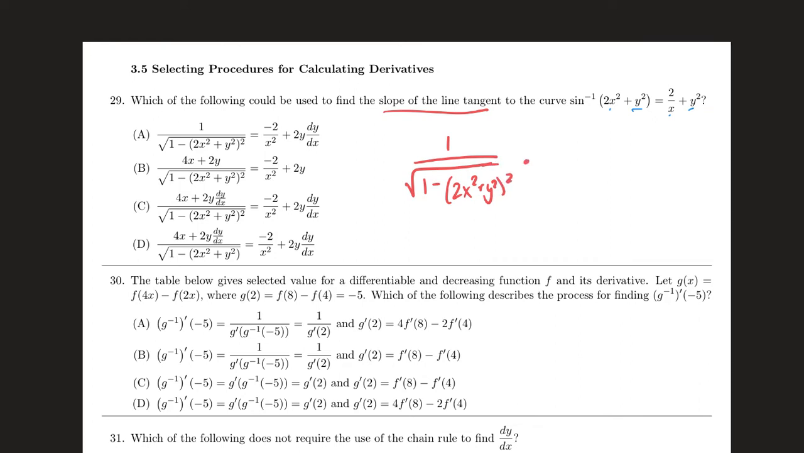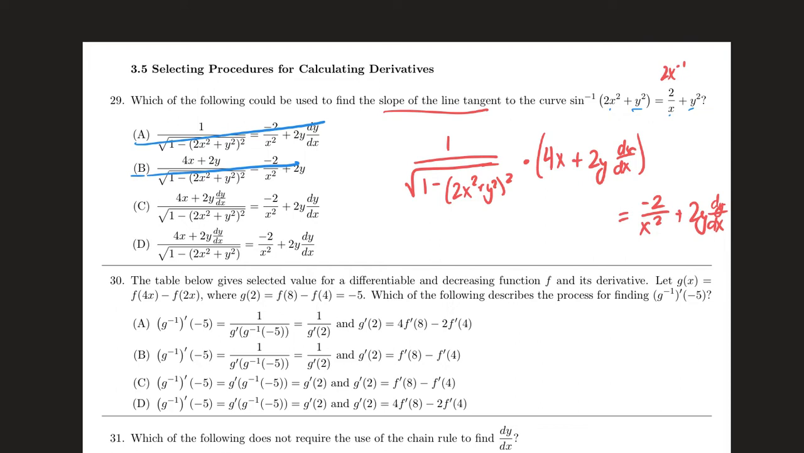But I have to multiply that by the derivative of the inside, which is going to be 4x plus 2y dy/dx, because whenever I take the derivative of y, I get dy/dx. That's equal to the derivative of 2 over x, which is negative 2 over x squared, plus the derivative of y squared, which is 2y dy/dx. The way I got that first part is that this is 2x to the negative 1, and then I take the power rule. Now I'm comparing the answers. All of them have the bottom of this part the same, so that's not going to help me differentiate the answers. I should have 4x plus 2y dy/dx on the top, so that takes away B and A. On the right, I should have negative 2 over x squared plus 2y dy/dx.